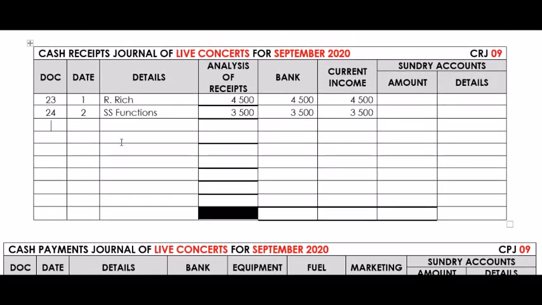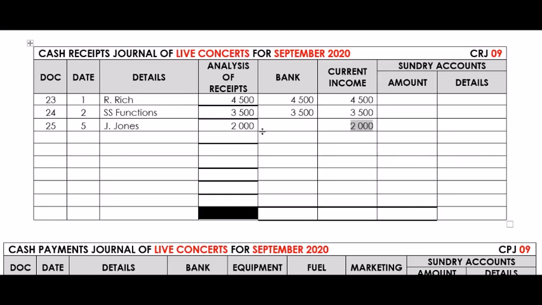So in your CRJ, the first one would be receipt number 25 to J. Jones, who paid us 2,000 Rand for playing at his 21st, but it's not the only transaction for the day, so we don't bank yet. Leave this block blank. We have to specify what the money was received for. It's for rendering a service, so it goes to current income.